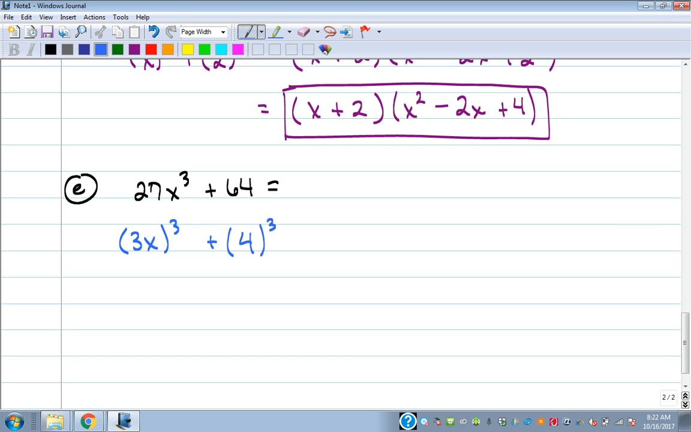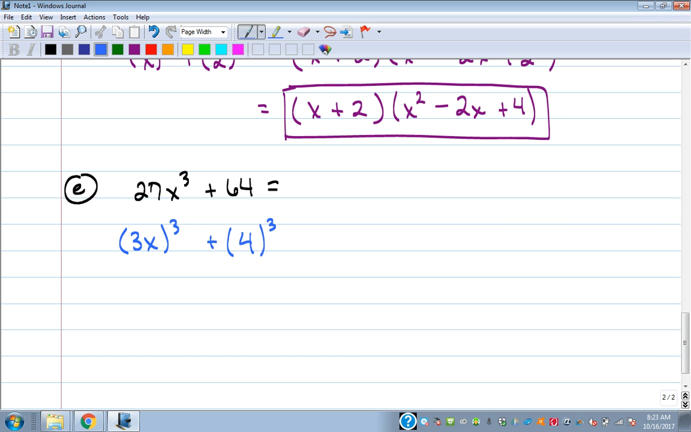Because you need to know what cubed got me this. What cubed got me the 27x to the third. Okay, that on the previous one we had the x cubed. We didn't have a number in the front. If there's a number in front and no GCF to pull it out with, then you gotta figure out what gets me that number. So that's why we had to do the 3x there, because we need to break that number down to what cube gets me that number.